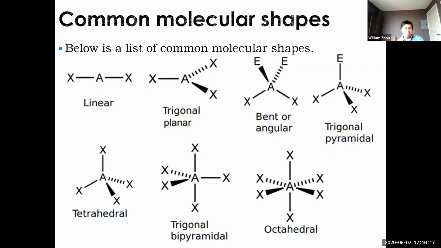The first one is linear. An example of that would be carbon dioxide, CO2, AX2. That's basically it. It's just in one plane. You don't really need a 3D structure for that. So a normal Lewis structure is good enough.